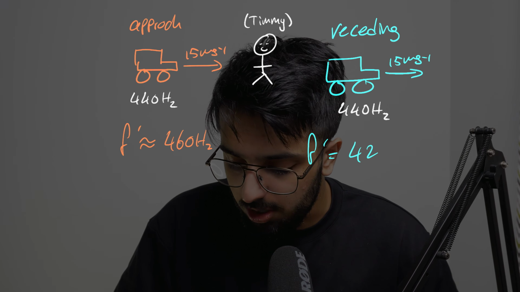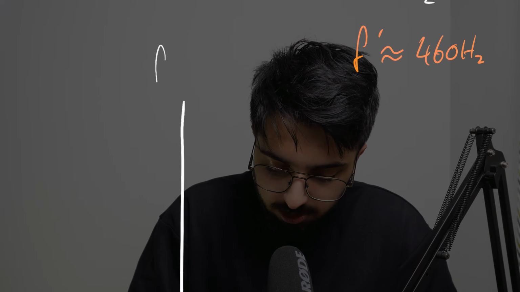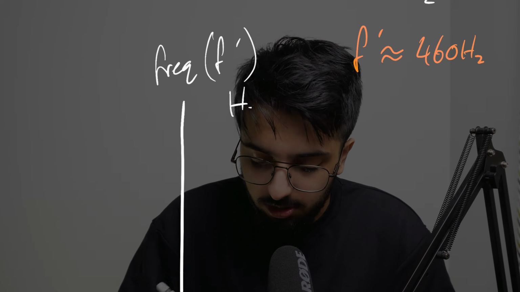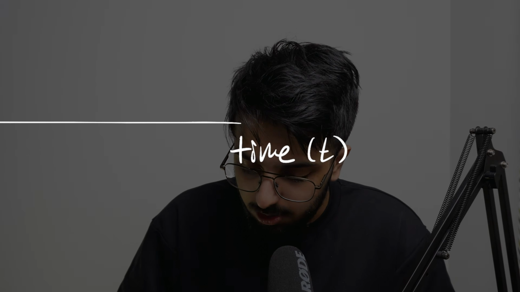Now, what we can do is graph this change in frequency. So let's say we have a graph like so. On our y-axis, we have frequency, and this is going to be our observed frequency, and that's in hertz. And on this side, we can have time, t, and it's measured in seconds.